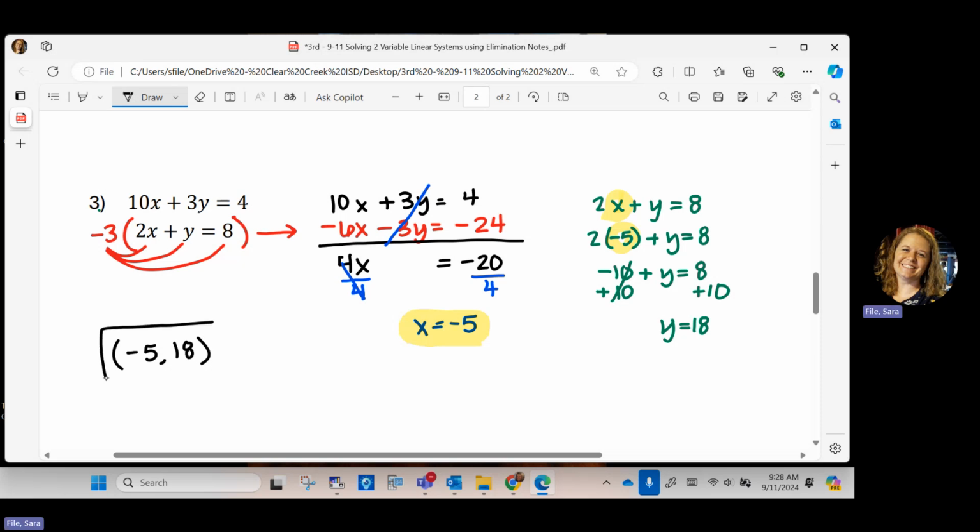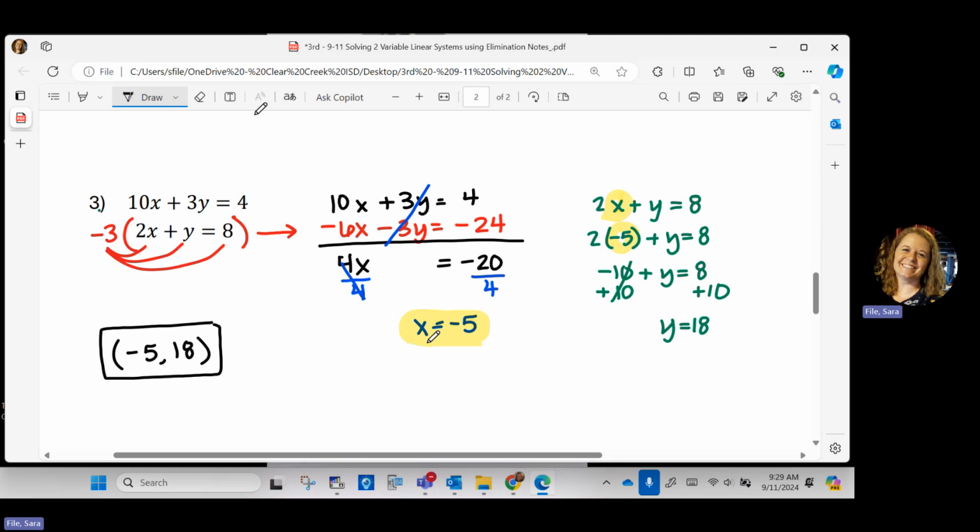And you can always check in Desmos with the graph, or you can check by plugging that x and y back into the equation, and it should make the equation true. It should make both true. It has to make both true for it to be a solution to the system. Y'all feel okay about that process? So this is, again, elimination.